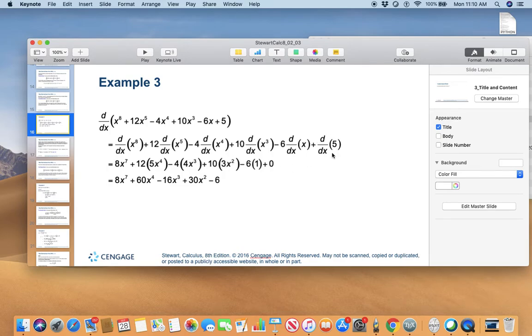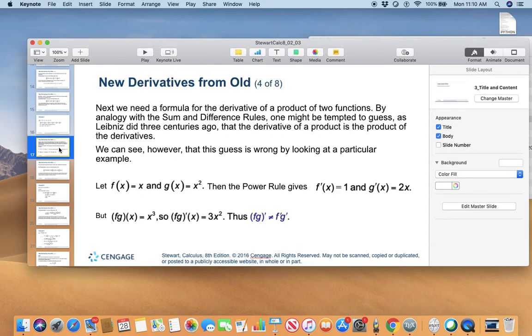The last one, look at that. Derivative of a constant is 0. Derivative of the function x is simply 1. So all that is here. So you found the derivative of a polynomial.